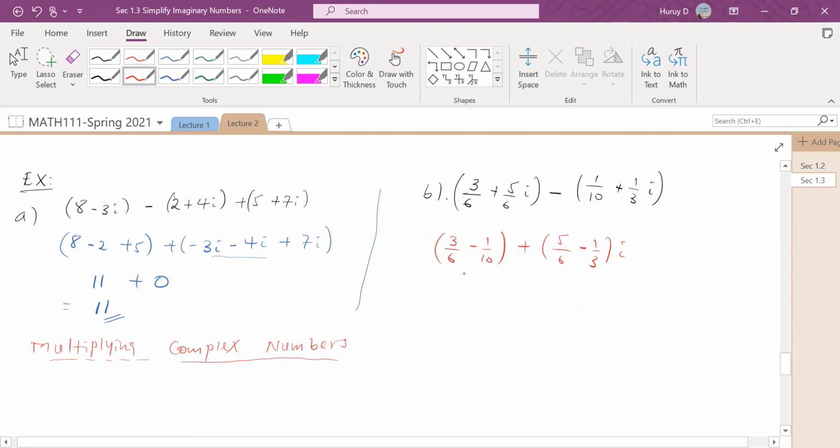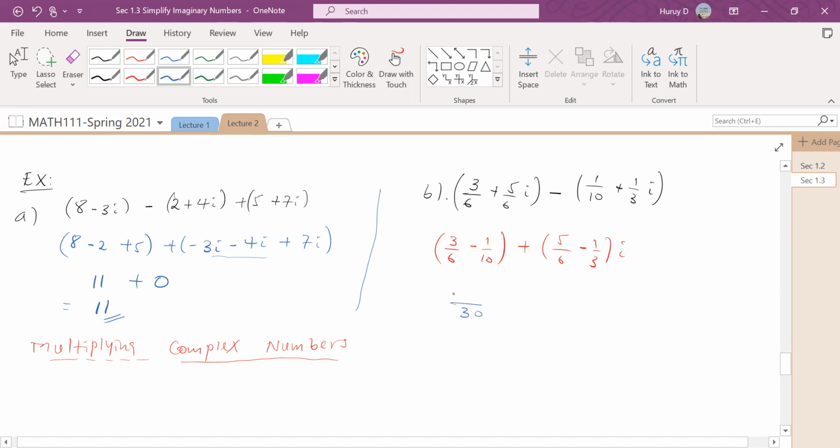There could be different ways, of course. One thing is you make this one 30 by multiplying by 5 over 5, and this one by 3 over 3. And another way is you can put the 30 here.